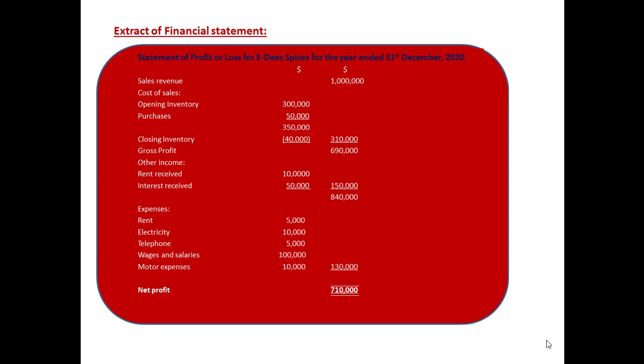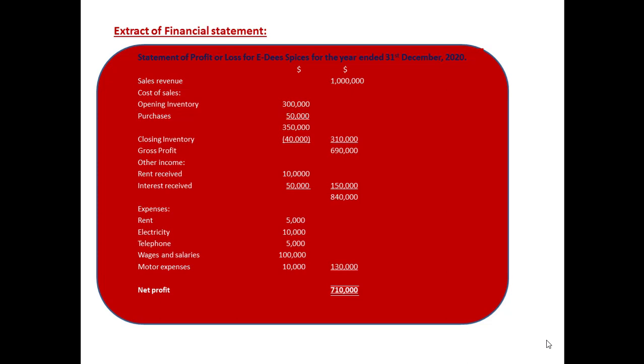So that's why the statement captures it as statement of profit and loss for ED Spices for the year ended, because it is for a particular year. It is captioned for the year ended 31st December 2020. So you have the sales revenue, then we have the cost of sales, that is the cost of the items that were sold to generate the 1 million.